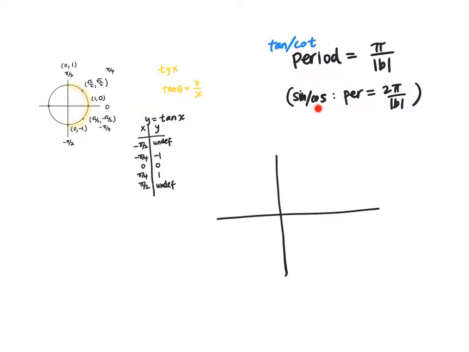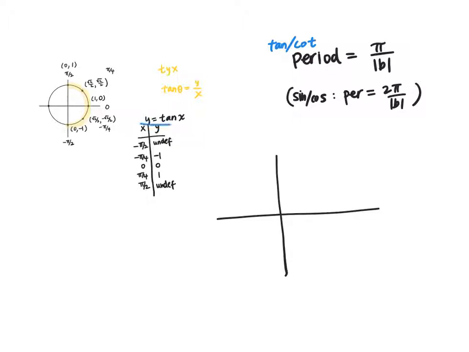So unlike sine and cosine functions, whose period is 2 pi over b, remember period tells you how long one cycle is, right? And it's periodic, meaning it repeats itself every 2 pi units for the parent function. For tangent and cotangent functions, it's periodic every pi, or pi over absolute value of b if you have a b value. So here's how I would go about doing this.